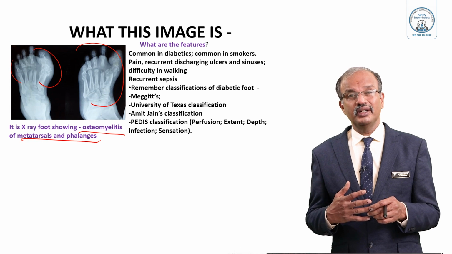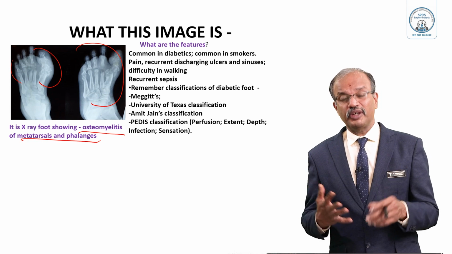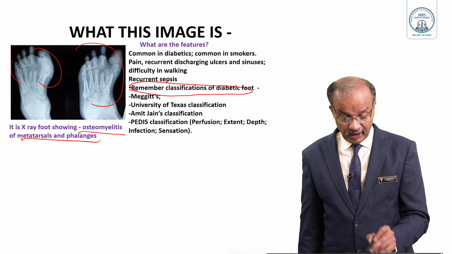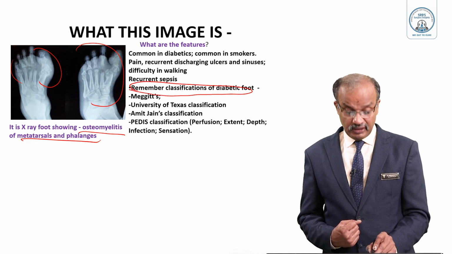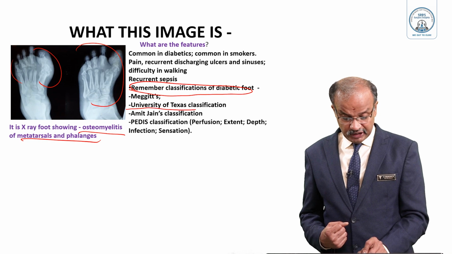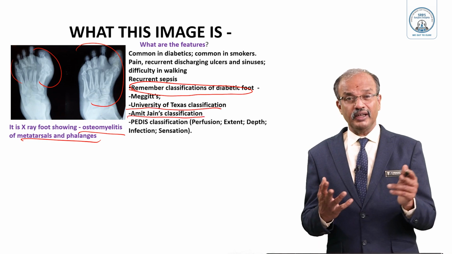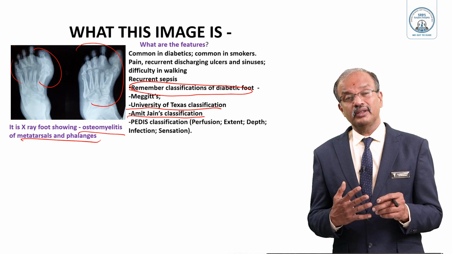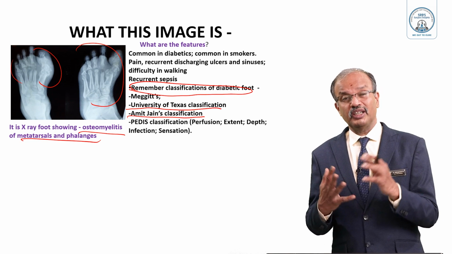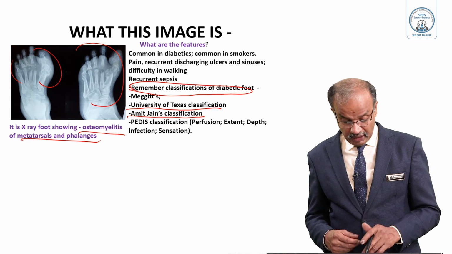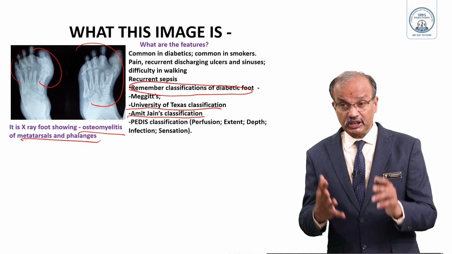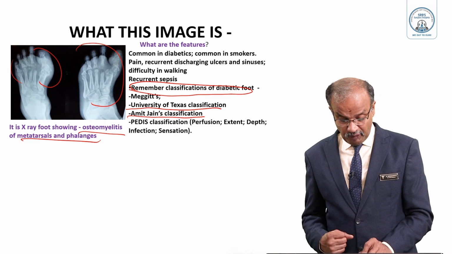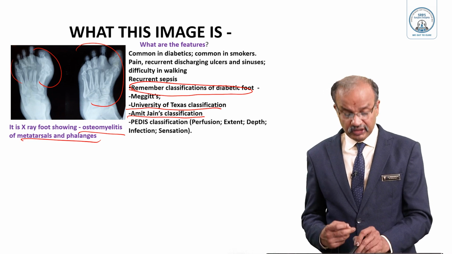Eventually they land up with destructive amputations. Recurrent sepsis. Remember the classifications, this is important; you can go through the book. Meggitt's classification, the good old classification, the University of Texas classification, and Amit Jain's classification. He is an Indian from Bangalore, a renowned diabetologist and diabetic foot surgeon, renowned for surgical management of the diabetic foot. He has his own classification, and he has managed a lot of such patients. Then the PEDIS classification: perfusion, extent, depth, infection, sensation. All these things you can always go through.